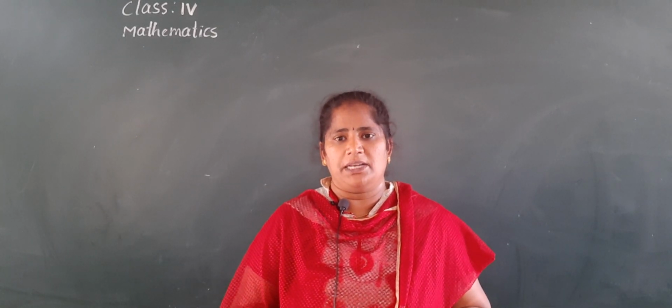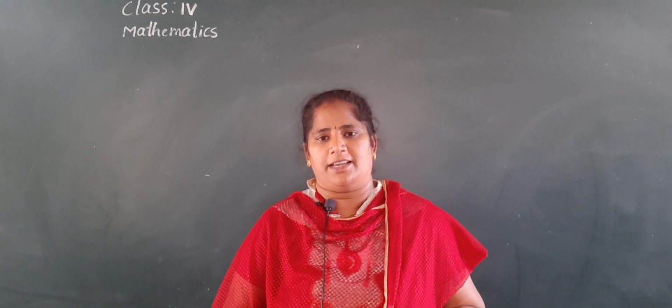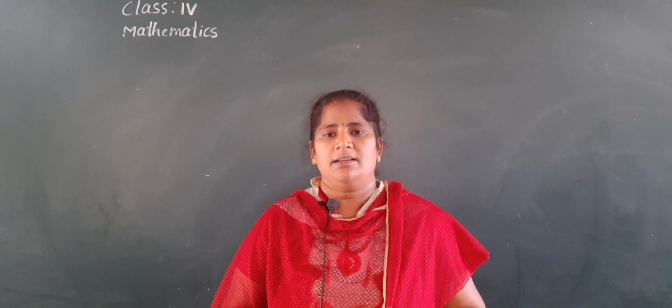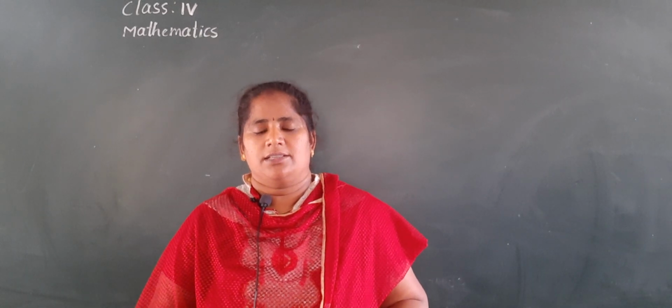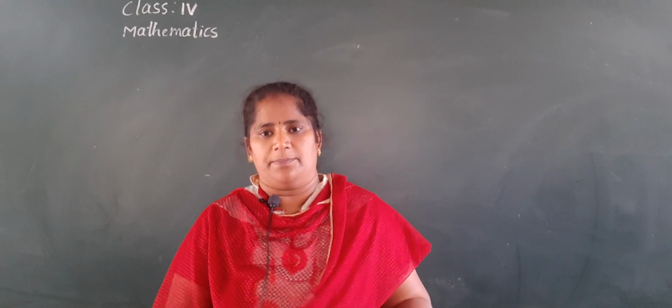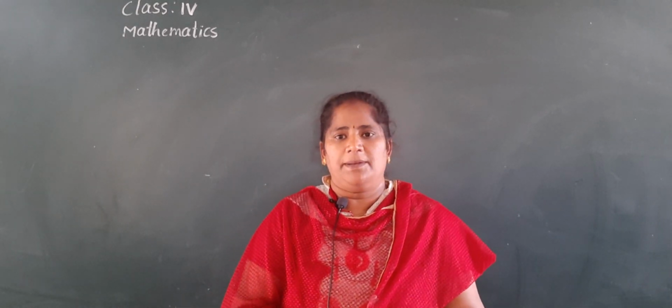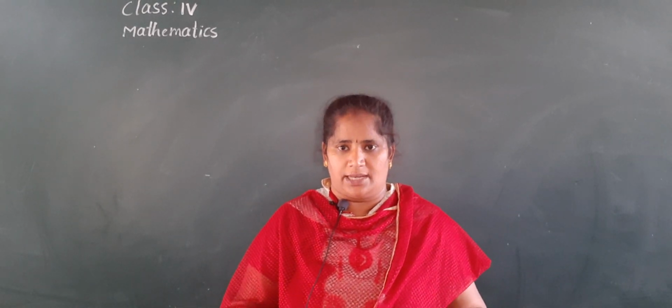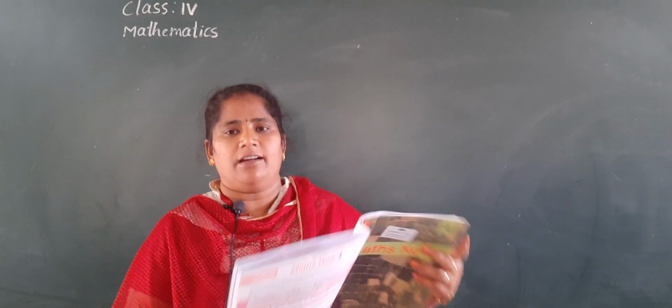What are the methods of multiplication? One is the column method, that is the standard method for multiplication. The second one is the expanded form method and the third one is the lattice method. So we completed the methods of multiplication in the previous class, and also multiplication by 10, 100 and 1000. So once again we revise multiplication by 10, 100 and 1000.